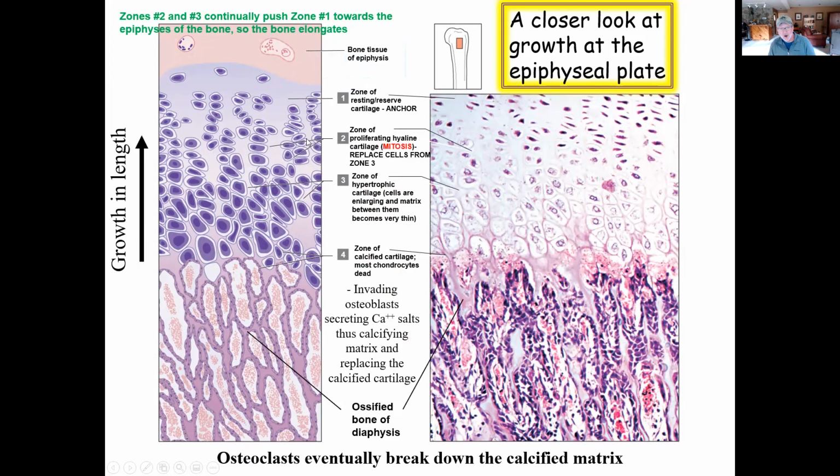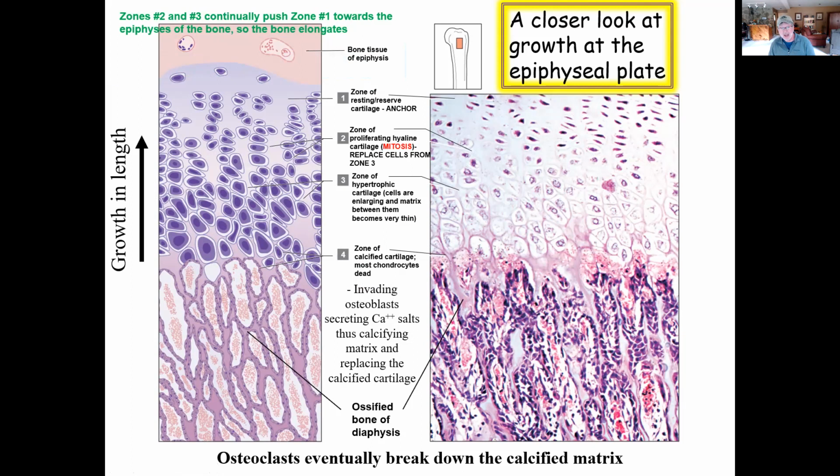This second zone of proliferating hyaline cartilage, it says here mitosis. You know what that is. That's active cell division. So here the cartilage cells are undergoing prophase, metaphase, anaphase, telophase, parent cells giving rise to daughter cells. So the cartilage is undergoing cell division. As long as you have this zone of proliferating hyaline cartilage, you will continue to have lengthening of the long bone.